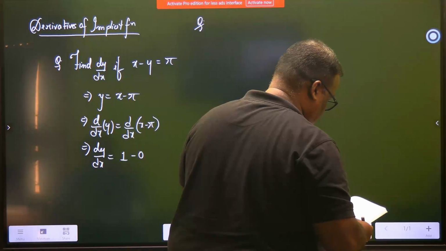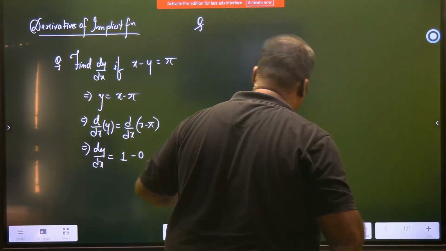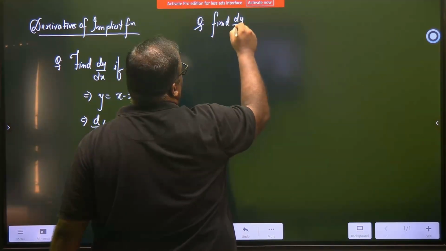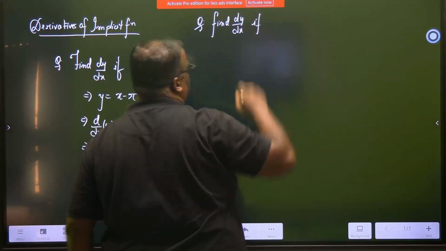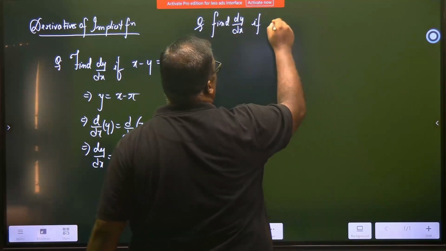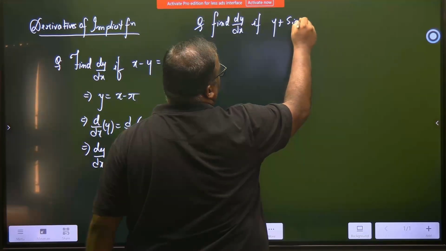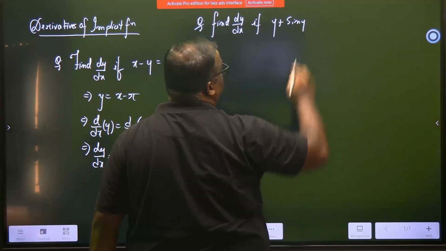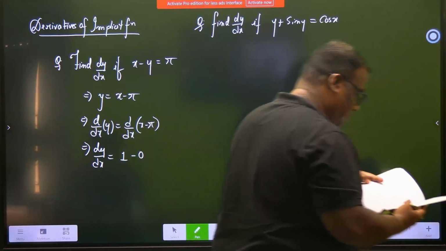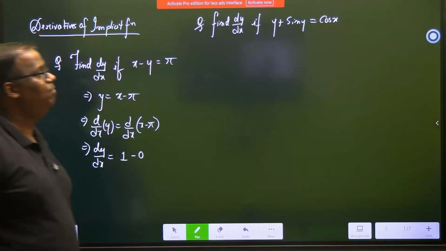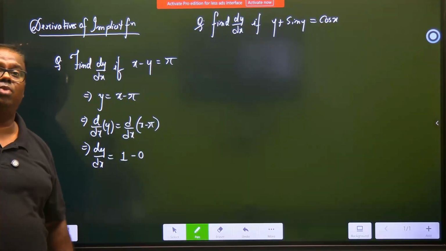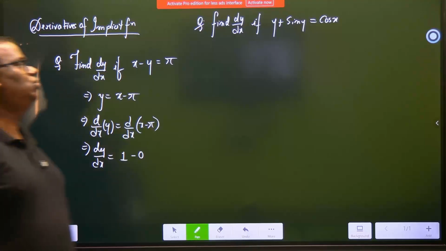Our next question is: find dy by dx if our equation given is y plus sin y equal to cos x. Now we have a problem. Now see, the y you cannot take separately. If you take y separately also, you will have a sin y term already there, right? How to do this problem?